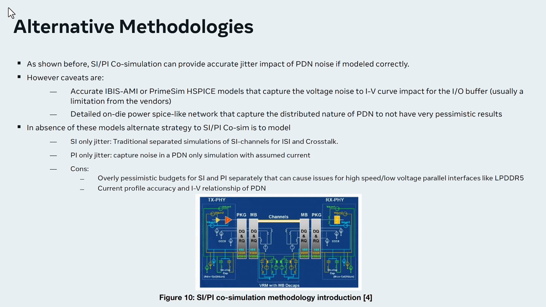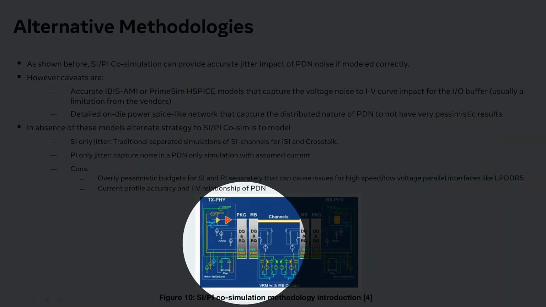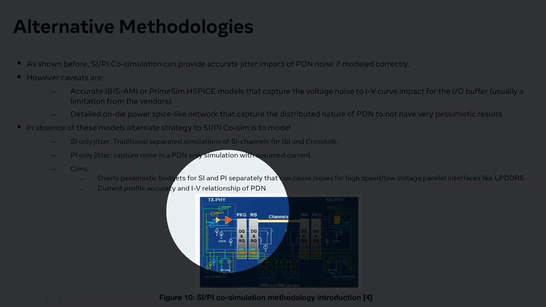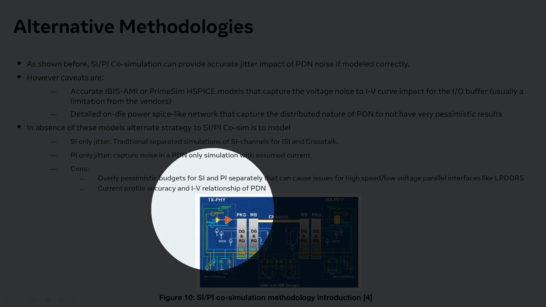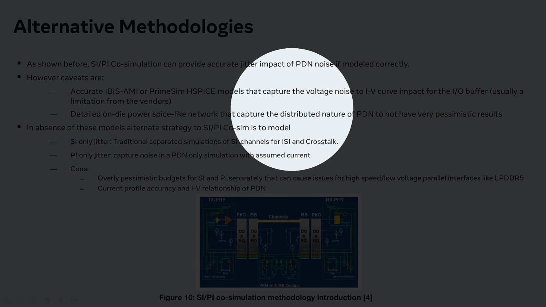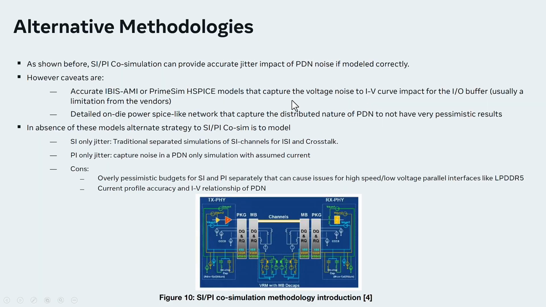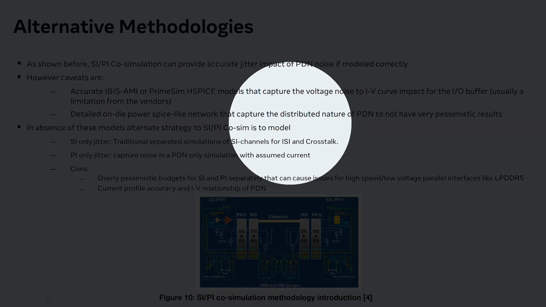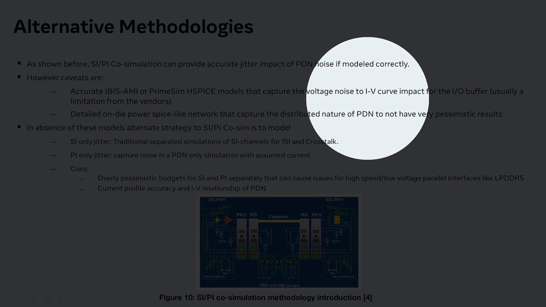You don't need accurate circuit models, because you need to be able to simulate the power noise that is taken from the PDN network by the driver that you're using. So you will need a transistor level driver in order to capture the power noise. In the absence of that, you could use IBIS AMI, as some of the presenters before us have demonstrated, to also capture that noise effect. And in many cases, if you work with vendors, you might get only IBIS models, which don't provide this advantage of capturing the voltage noise and its impact to the IV curve.